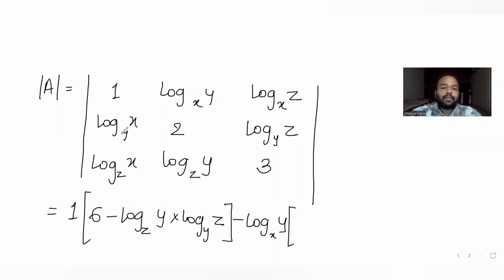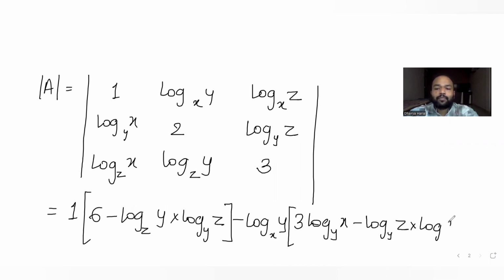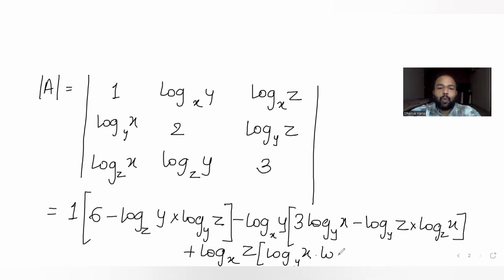times (3 times log x to the base y, minus log z to the base y into log x to the base z), plus log z to the base x times (log x to the base y into log y to the base z, minus 2 times log x to the base z).